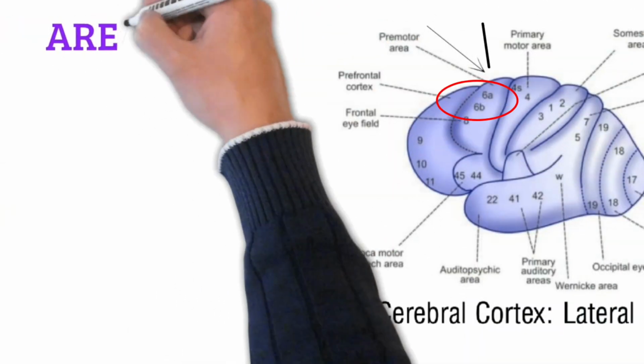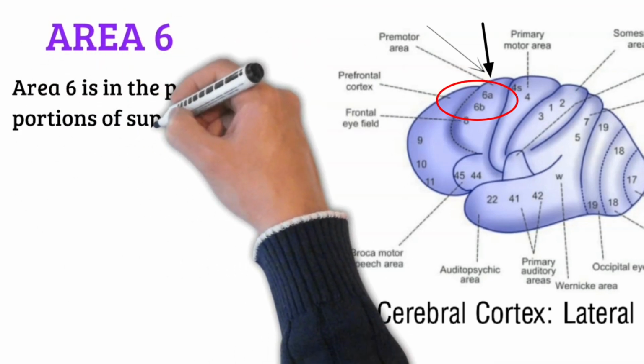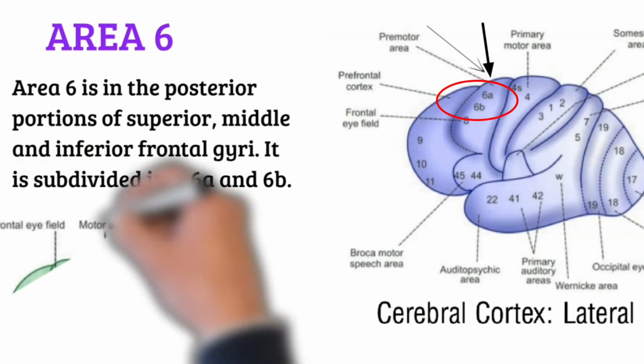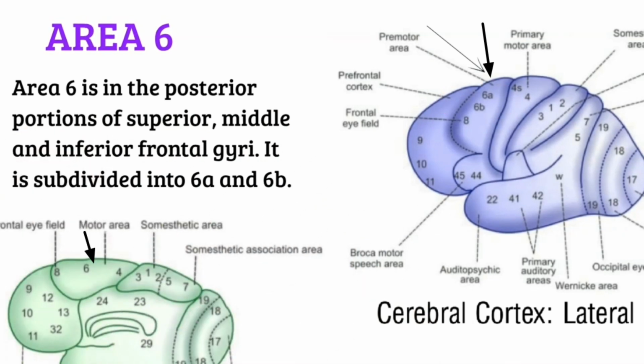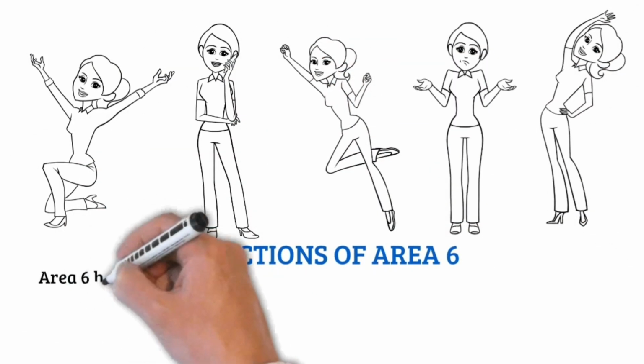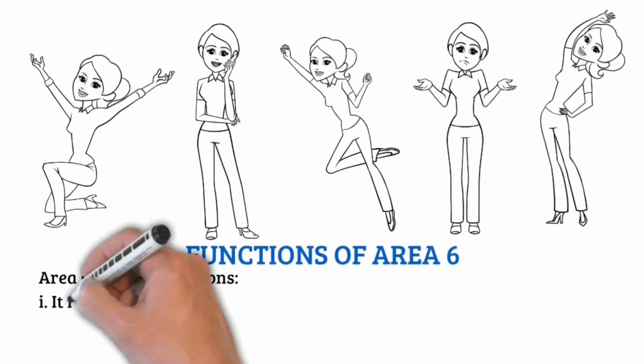Now we will see area 6. Area 6 is in the posterior portions of superior, middle and inferior frontal gyri. It is subdivided into 6A and 6B. Functions of area 6. So area 6 has two functions.